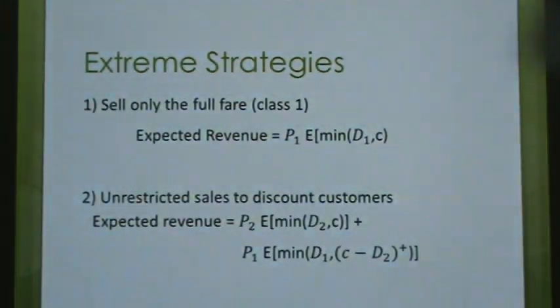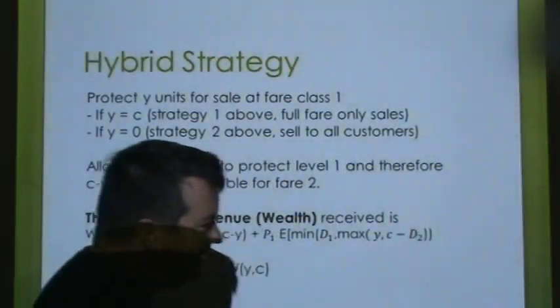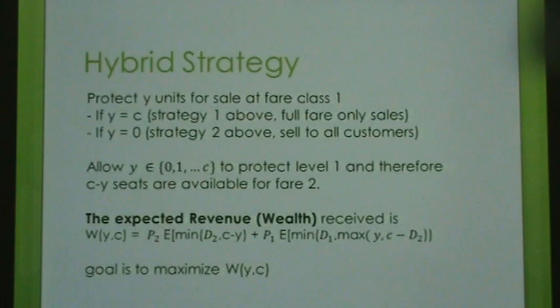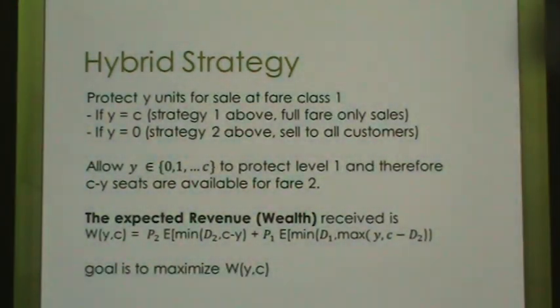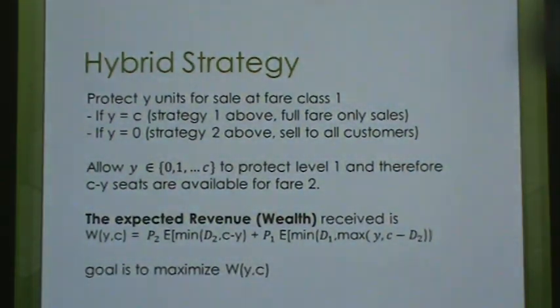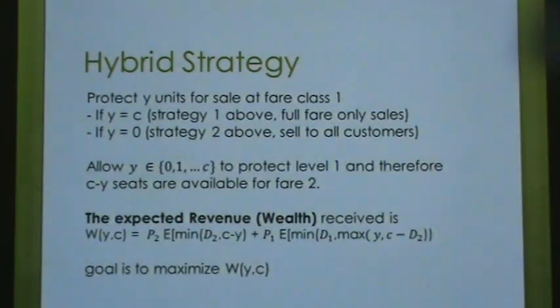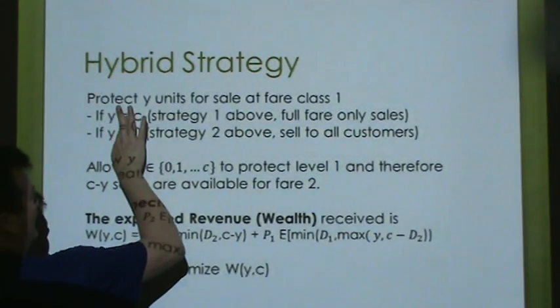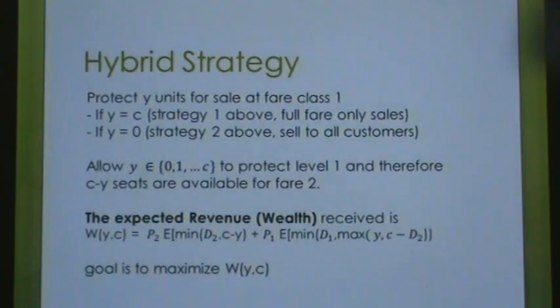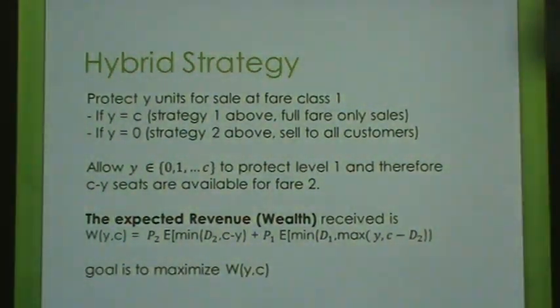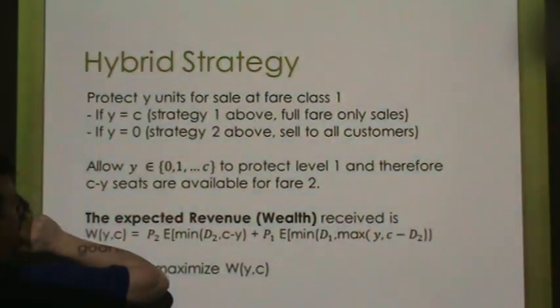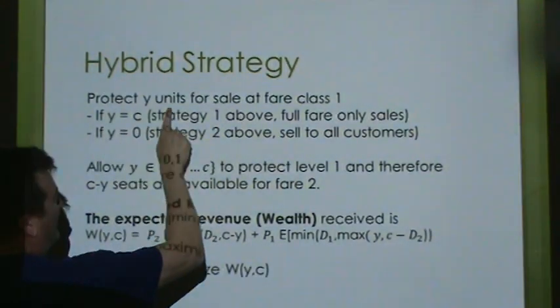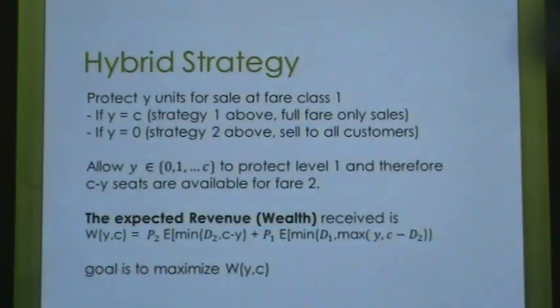Okay. So now what the airlines do is a hybrid strategy of the two. They don't say we refuse to let any seats go with the lower fare, or let them all go. So what we basically want to say is we'd like to protect some seats. The textbooks on this topic use the letter Y. I wish they used a better letter, but they typically use the letter Y. So we're going to protect Y units of sale for fare 1.